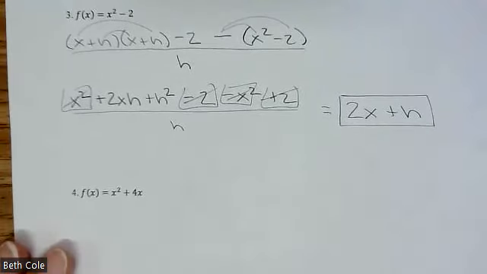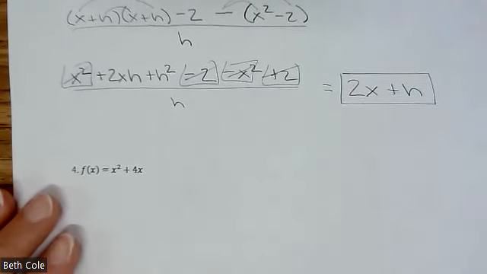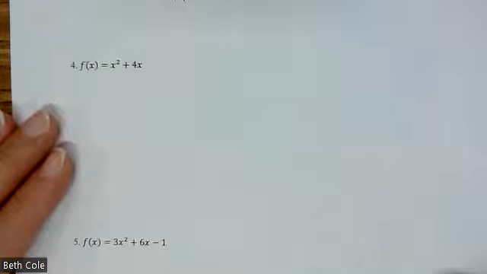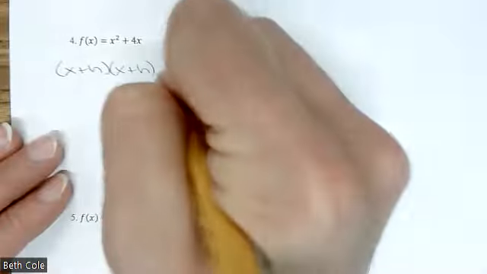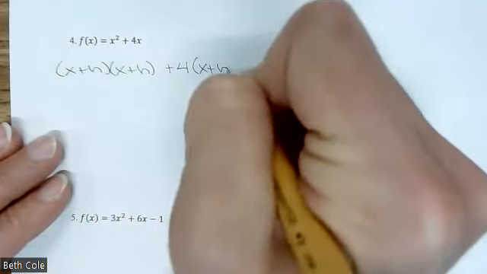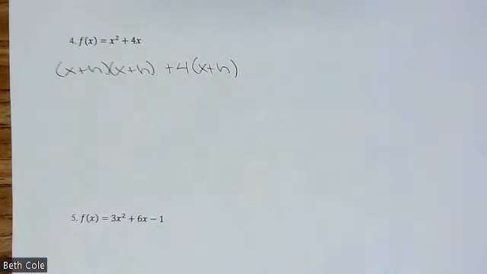Cool, let's try it again. What's the first step? Plug in x plus h. So that would give us (x plus h) squared, if you want to just go ahead and write it twice, plus 4(x plus h).